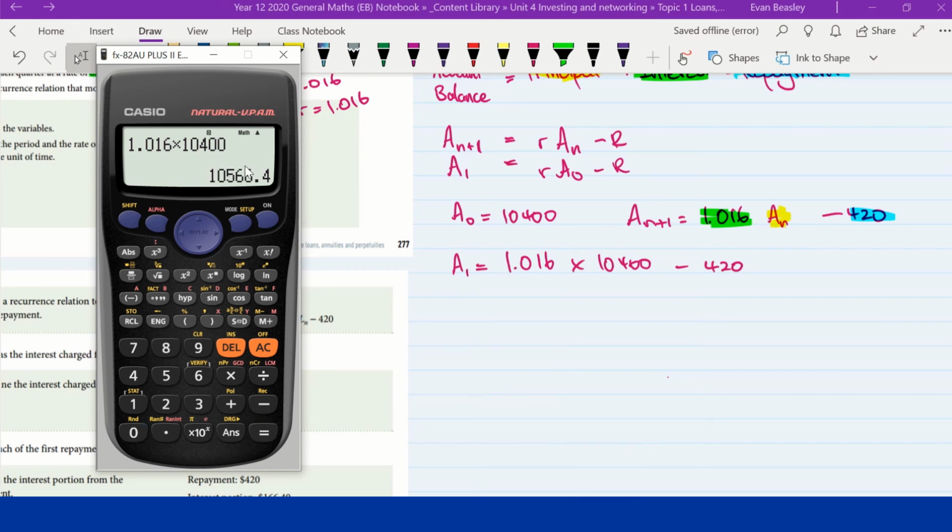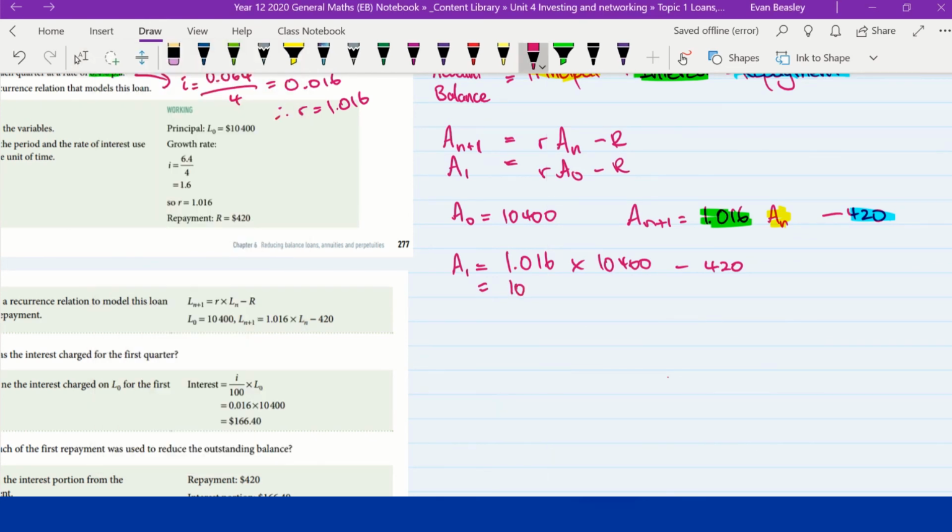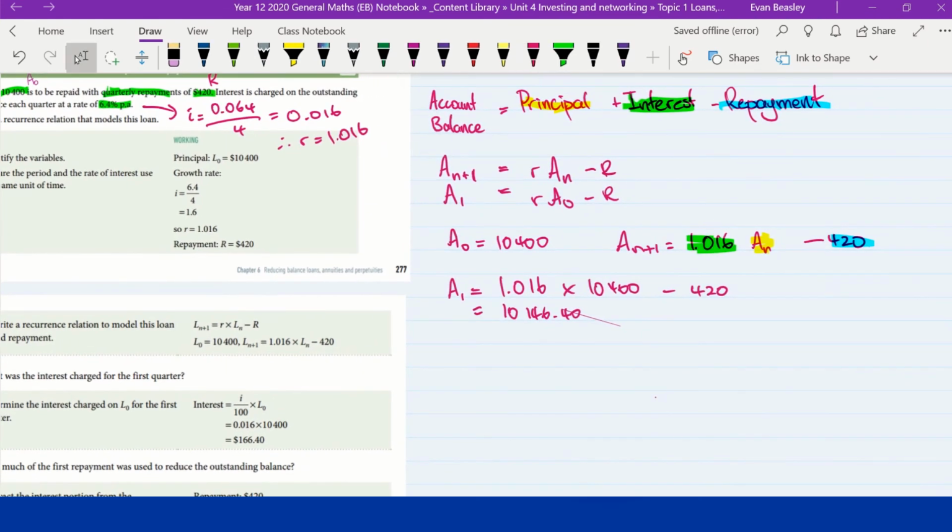So you can see that, yes, it has grown. Take 420. So the amount at the end of the first compounding period is 10,146 and 40 cents. So what you will see is this interest will actually be reducing each time we do it.